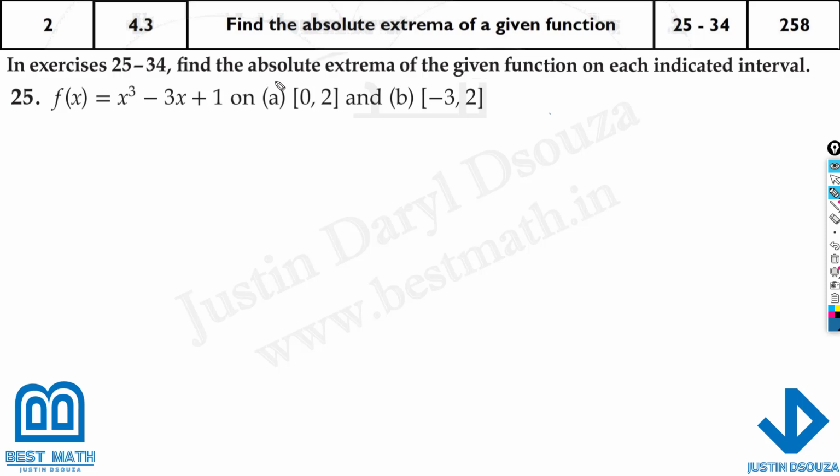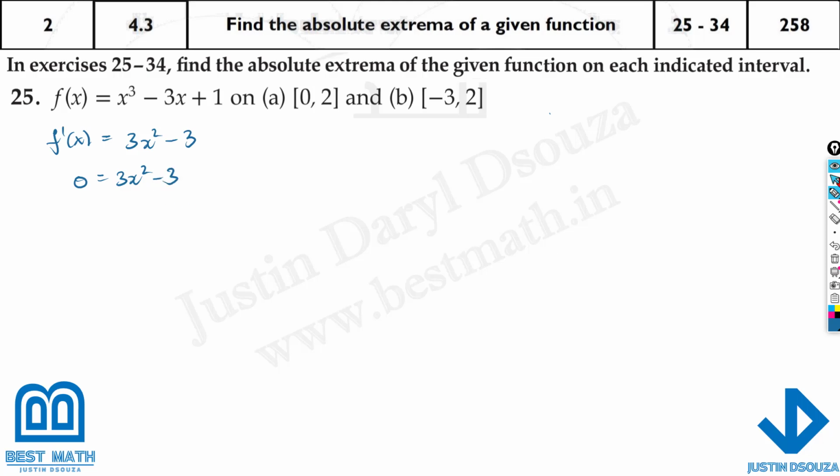There is a calculator method to find absolute extrema, which I'll tell you in a minute. But the actual way would be deriving this given function. Let's get this down over here, using the power rule: 3x squared minus 3, x power 1 becomes 1, and this is 0. Now then, what else? We need to equate this to 0 and solve for the critical numbers.